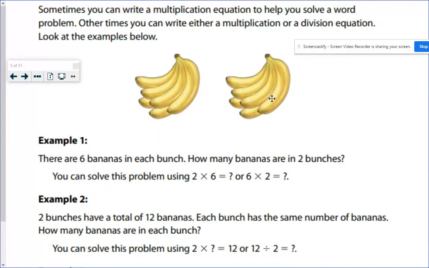We're not given the total. We might know it in our head, but we're not given that. So we take the numbers that we're given and we turn it into a number sentence with the part that we don't know that we have to figure out.